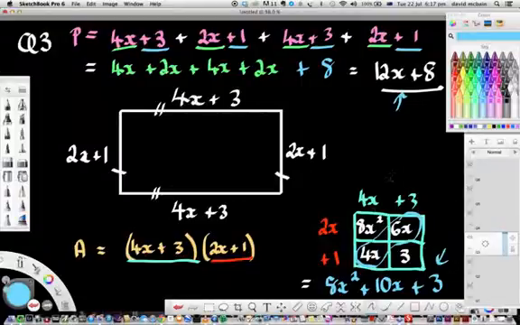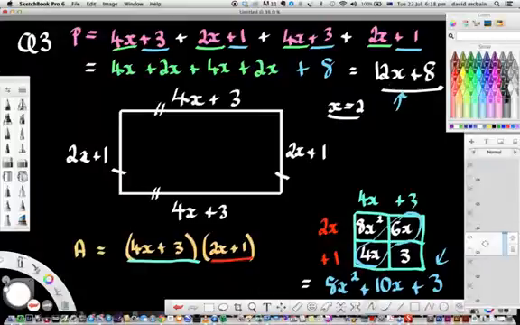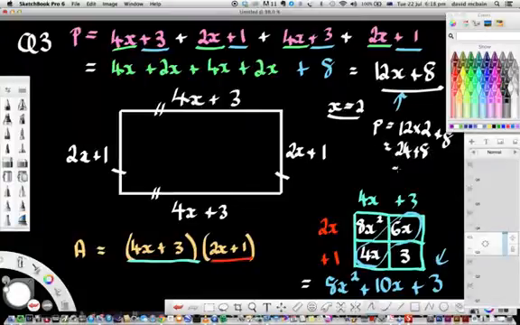Now, to work out the next part of the question, in C and D of question 3, we had to work out the perimeter and the area when x equaled a certain value. So here, part C, we have to work out the perimeter if x equals 2. So we plug x equals 2 into our perimeter expression. We substitute x equals 2. So the perimeter will be 12 times 2 plus 8, which is 24 plus 8, which equals 32. So that's the perimeter when x equals 2.